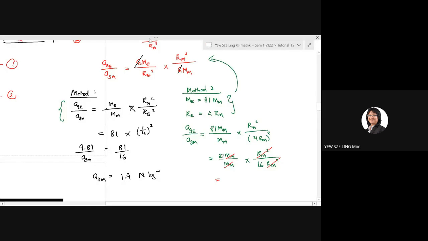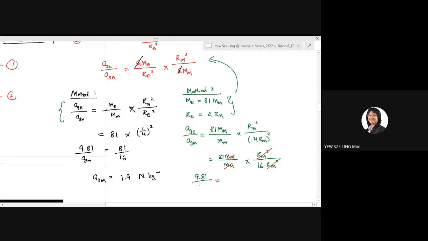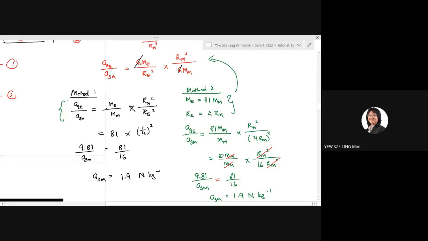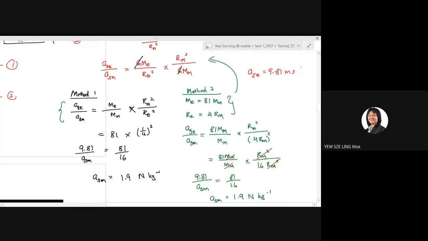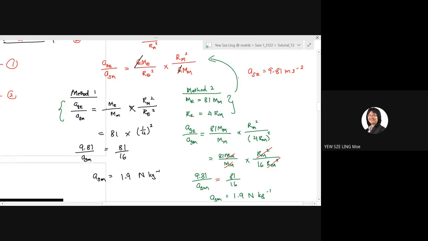So the same thing happens for method 2. So you will have 9.81 divided by gM, which is 81 divided by 16. So gM is then equals to 1.9 N kg^-1. All right, so gE, the value is fixed because it's the acceleration due to gravity for the Earth, which is 9.81 m s^-2. Okay, so we are done.